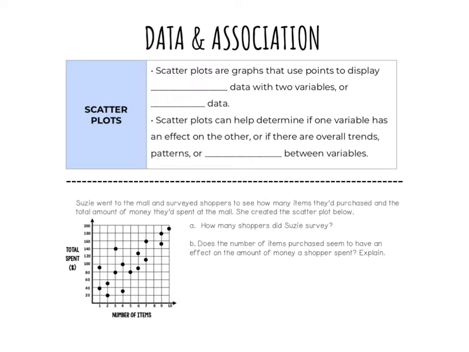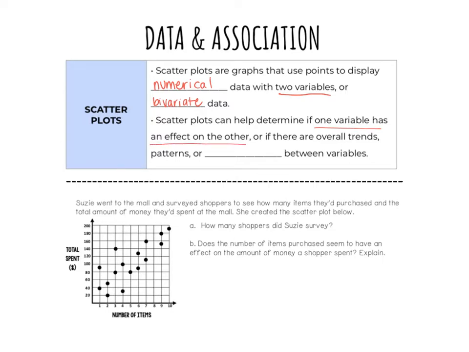So one way to display data is called a scatter plot, and we'll look at an example here after I go over this information. But scatter plots are graphs that use points, and these points display numerical data. So any type of number-based data that has two variables. A very fancy way to say two variables is something called bivariate, where that prefix bi means two and then variate meaning just variables. Scatter plots can help determine if one variable has an effect on the other.